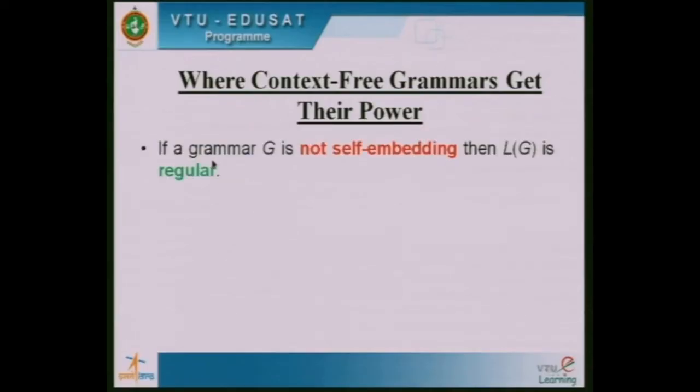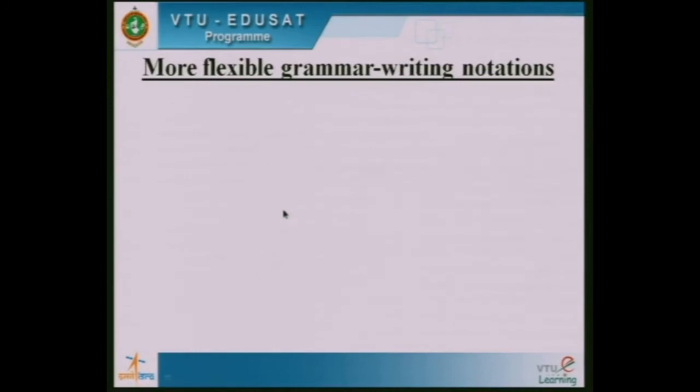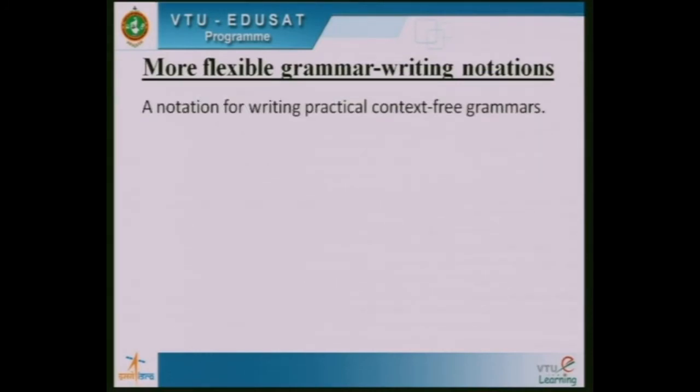Where do context free grammars get their power? If a grammar is not self-embedding, then the language is what? It is regular. If the language has a property that every grammar that defines it is self-embedding, then it means what? The language is not regular. So, these are some of the properties of context free grammar.